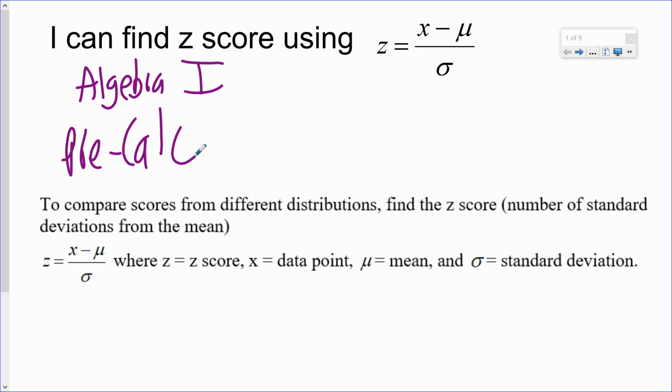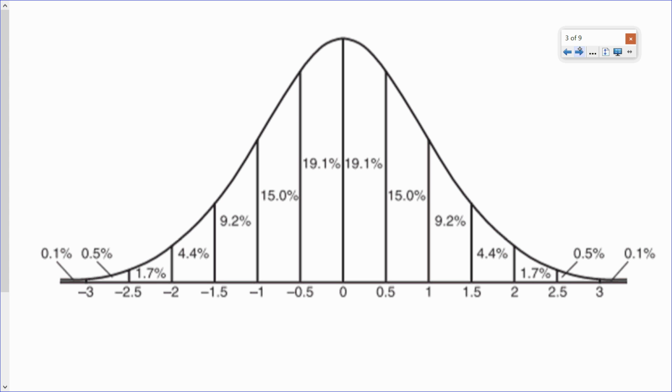So maybe the student in Algebra 1 ended up getting a 92, and the student in Pre-Calc ended up getting a 90. So the question is, who did better? Is 92 in Algebra 1 better than a 90 in Pre-Calc, a harder course? So to answer that, we find the z-score. The z-score is who did better in comparison to everyone else. And what we use in order to visualize this is the standard deviation curve that we did the other day. Basically, whichever score falls further to the right is better.